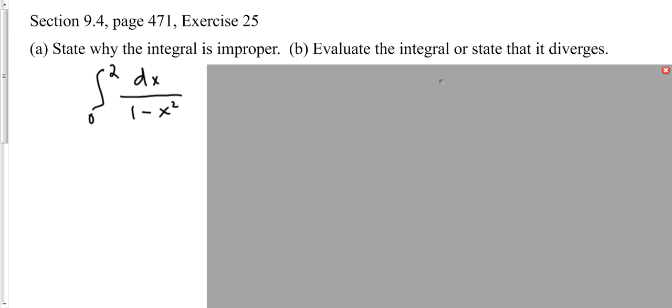Let's do section 9.4, page 471, exercise 25, which reads: A, state why the integral is improper, and B, evaluate the integral or state that it diverges. For exercise 25, we have the integral from 0 to 2 of dx over 1 minus x squared. Just by looking at this, we know we're going to have a problem at x equals 1, because that is going to make the denominator equal to 0, and 1 over 0 is going to go to infinity.